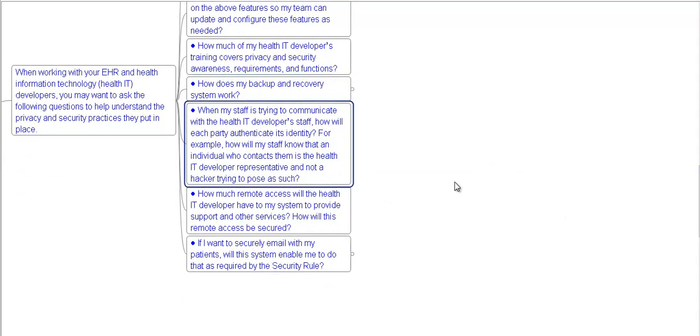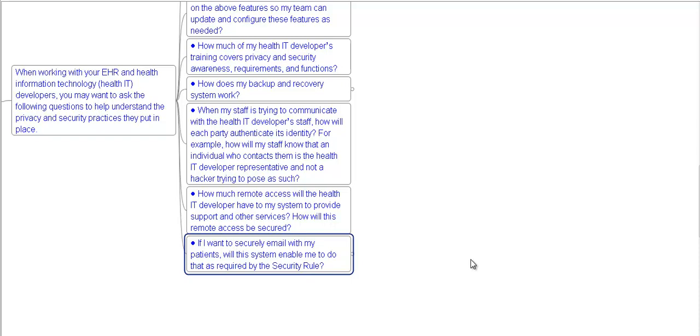When my staff is trying to communicate with the health IT developer's staff, how will each party authenticate its identity? For example, how will my staff know that an individual who contacts them is the health IT developer representative and not a hacker trying to pose as such? How much remote access will the health IT developer have to my system to provide support and other services? How will this remote access be secured? If I want to securely email with my patients, will the system enable me to do that? That is required by the security rule.